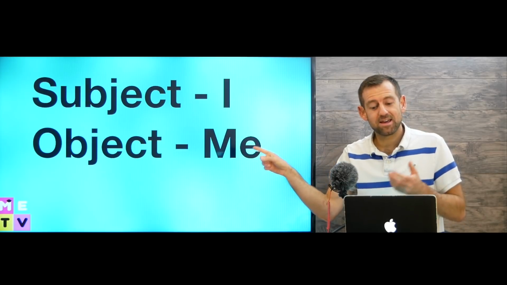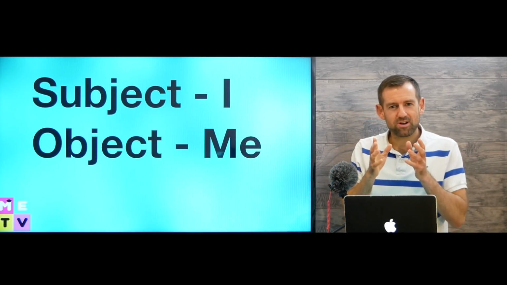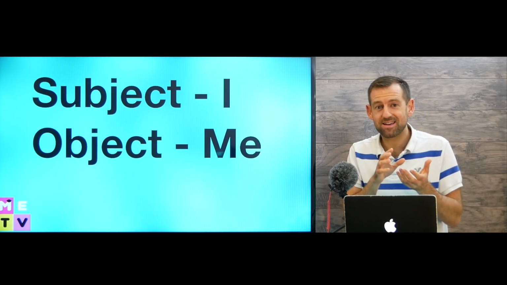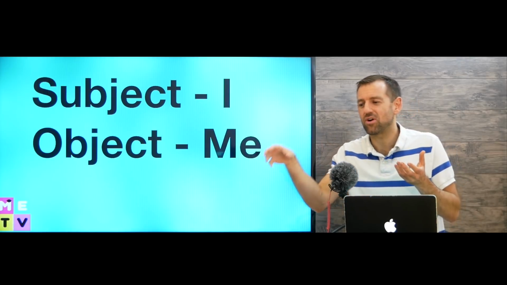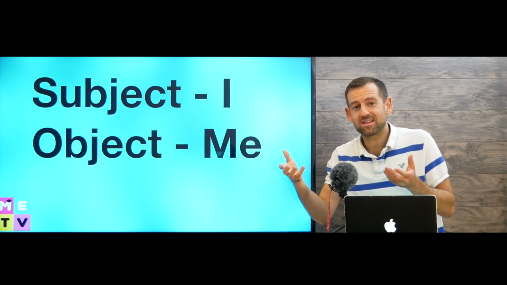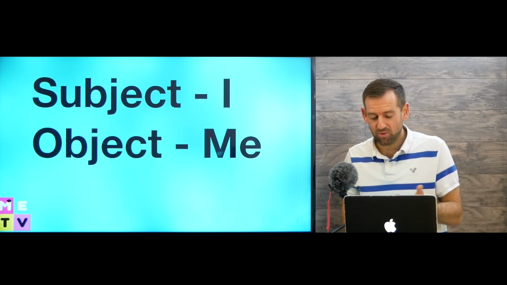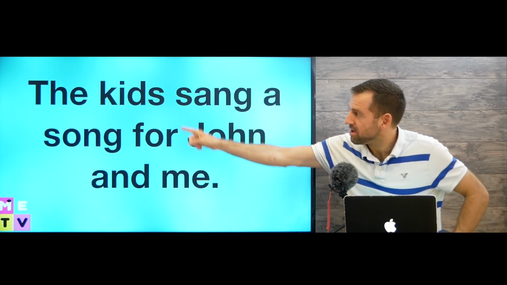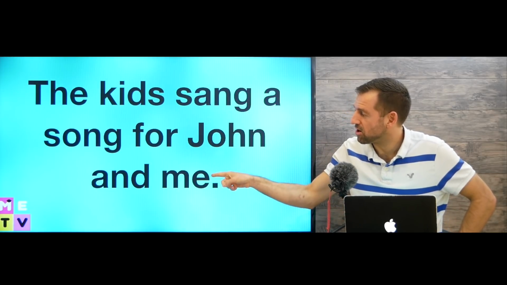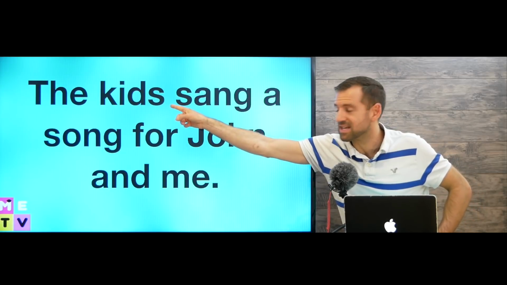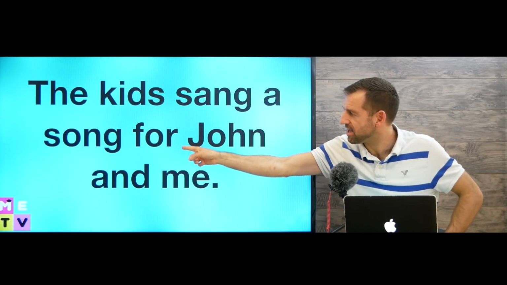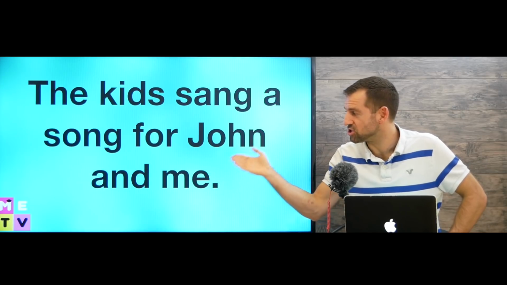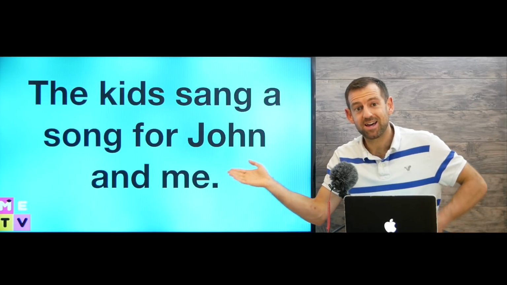I and me. Usually, if the word is at the beginning of the sentence, that sort of usually means it's the subject. And if it's later on in the sentence, then often that means it's the object. That's sort of the simple way of knowing the difference between a subject and the object. Okay, look at this. The kids sang a song for John and me. Okay, here the word kids is the subject and John and me is the object. Okay, so that's why John and me is right.